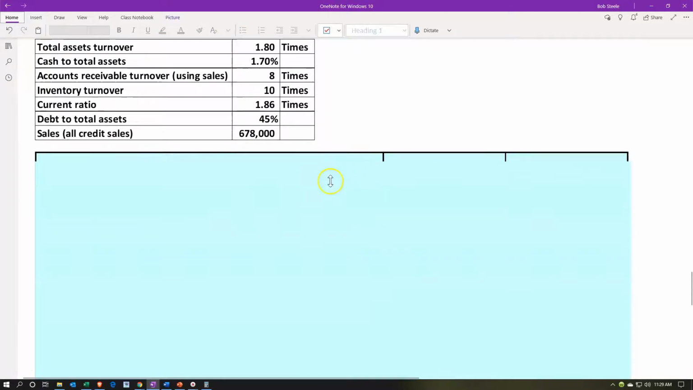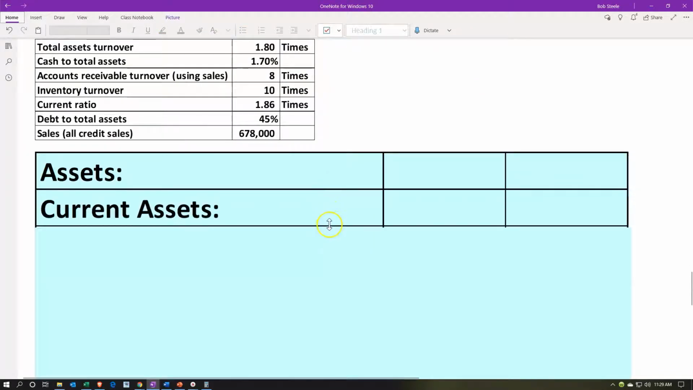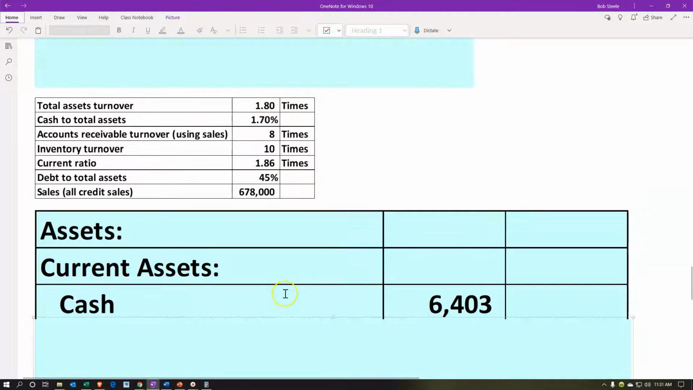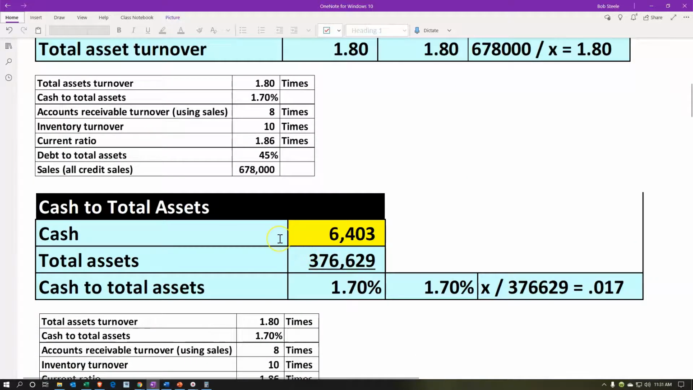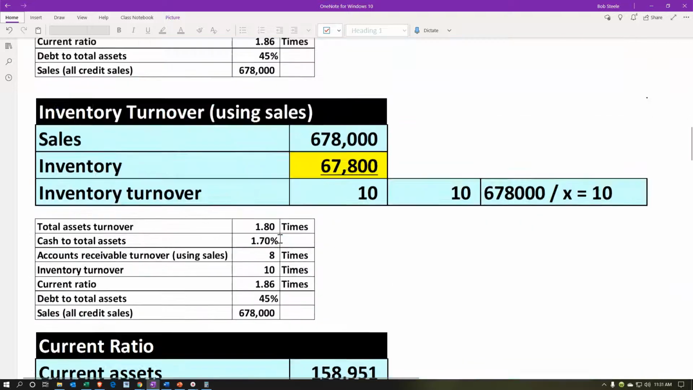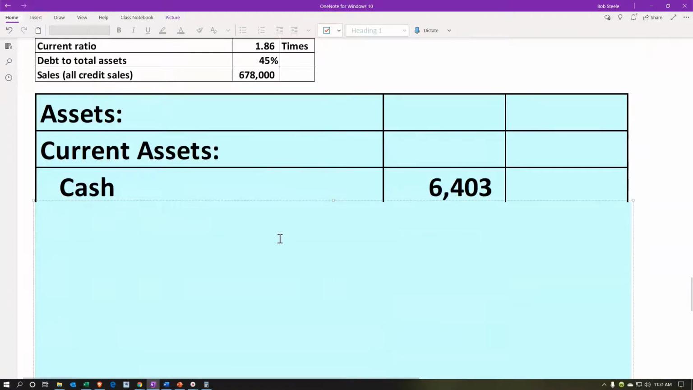You say, okay, here's the balance sheet. I can say assets are going to be current assets, including cash. We figured that out up top. So if we scroll up top, we figured out cash. Cash we had here with the cash to total assets. So 6,403 on the cash.